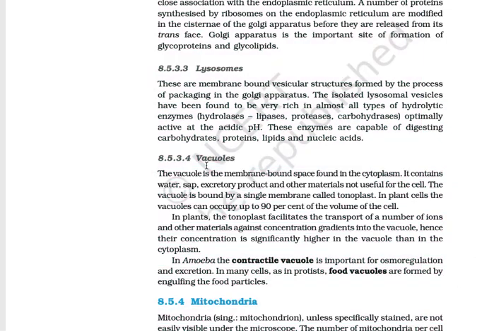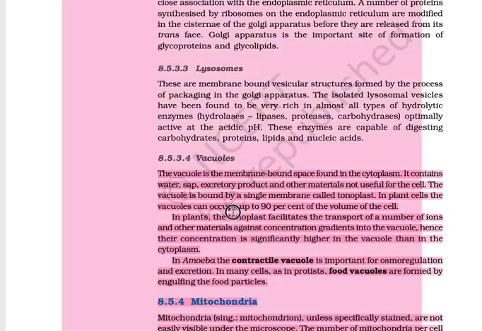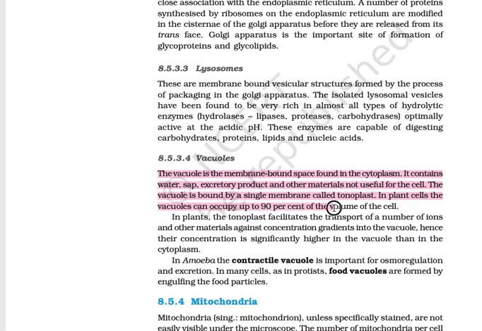Vacuoles. The vacuole is the membrane-bound space found in the cytoplasm. It contains water, sap, excretory product, and other materials not useful for the cell. The vacuole is bound by a single membrane called tonoplast. In plant cells, the vacuoles can occupy up to 90% of the volume of the cell.